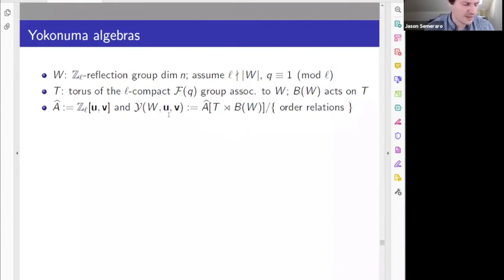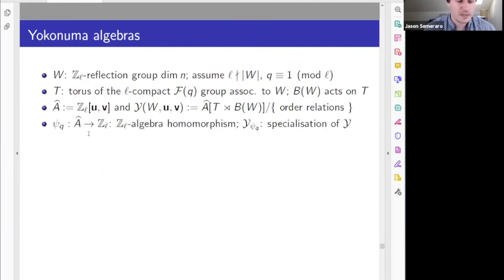These algebras, I think, were considered in the context of knot theory before, and in various other places. So they've been studied before, but they turn out to be of relevance to us here as well. But they weren't ever considered, as far as I know, for l-compact reflection groups. I think they were considered in other contexts.